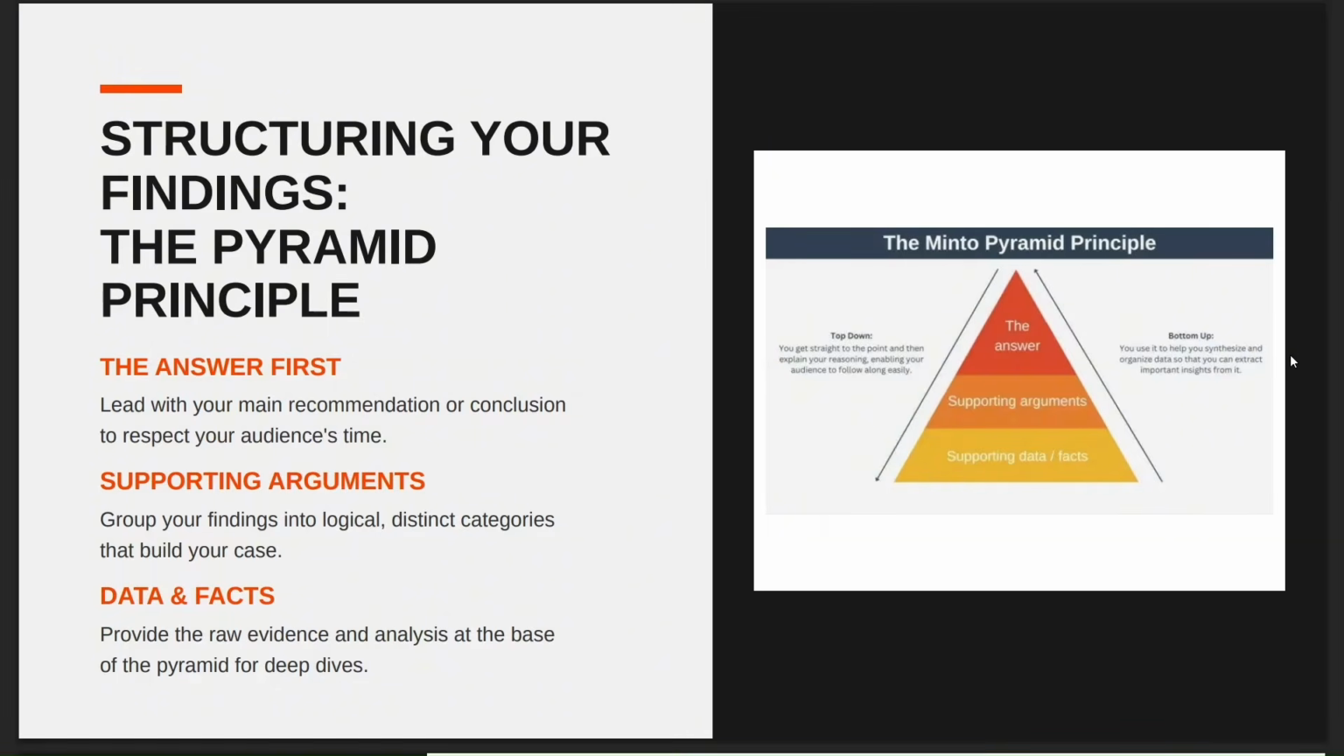The Minto pyramid principle essentially is where we start at the bottom. We've got all our supporting data, all of our facts, and then we build on top of that and get a bit more niche, and we provide supporting arguments, and then right on the top of the pyramid is the answer to our question.